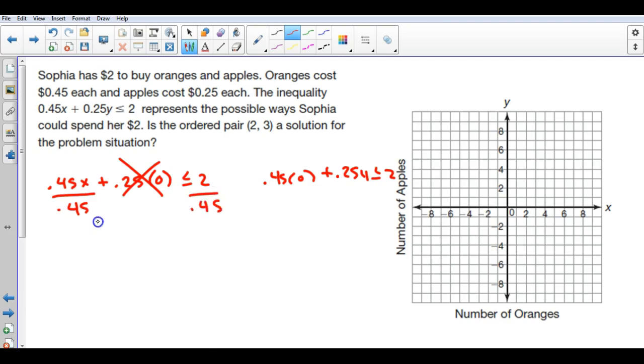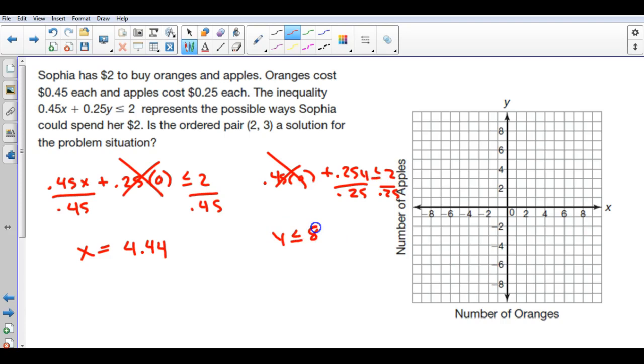And this is going to tell me where it's going to cross the axis for the oranges. So what I'm going to do in the calculator is take 2 divided by 0.45, and that's going to tell me 4.44. And then I'm going to do the same thing for the y-intercept. Divide out here 2 divided by the 0.25 on both sides of the inequality. I get y is less than or equal to 8.